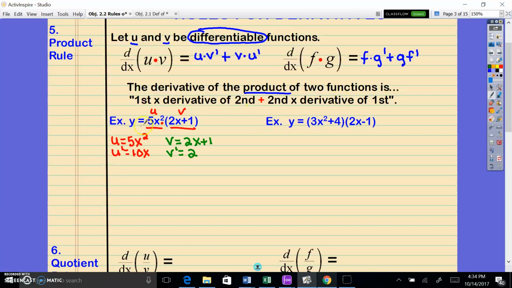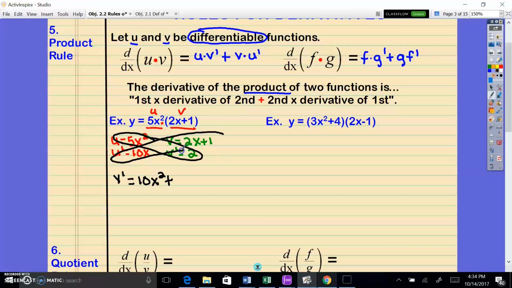I call this the butterfly method. Change my color here. So I call this the butterfly method. I multiply these two together. And again, it's multiplication, so it doesn't matter. 2 times 5x squared is going to be 10x squared, plus, this is why it's the butterfly method, 10x. Now, I have a binomial here, so it's important that I have parentheses so that 10x multiplies by the 2x and the 1. Now, this is a correct derivative.